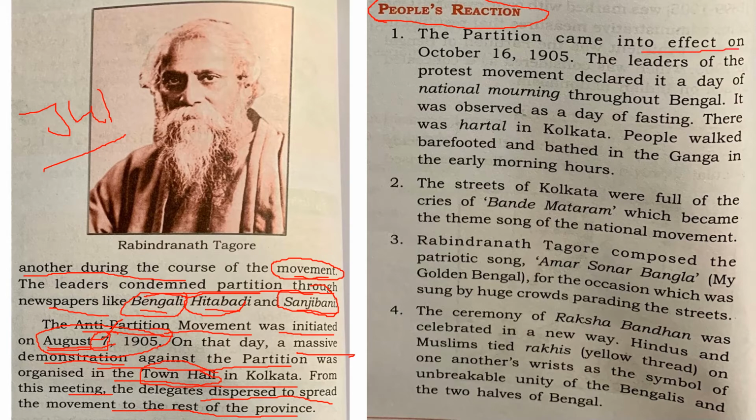Partition came into effect on October 16th. Announced in July, the anti-partition movement started in August, and by October, this partition came into effect. The leaders of the protest movement declared it a day of national mourning throughout Bengal. So on October 16th, all the leaders, along with people, observed national mourning.